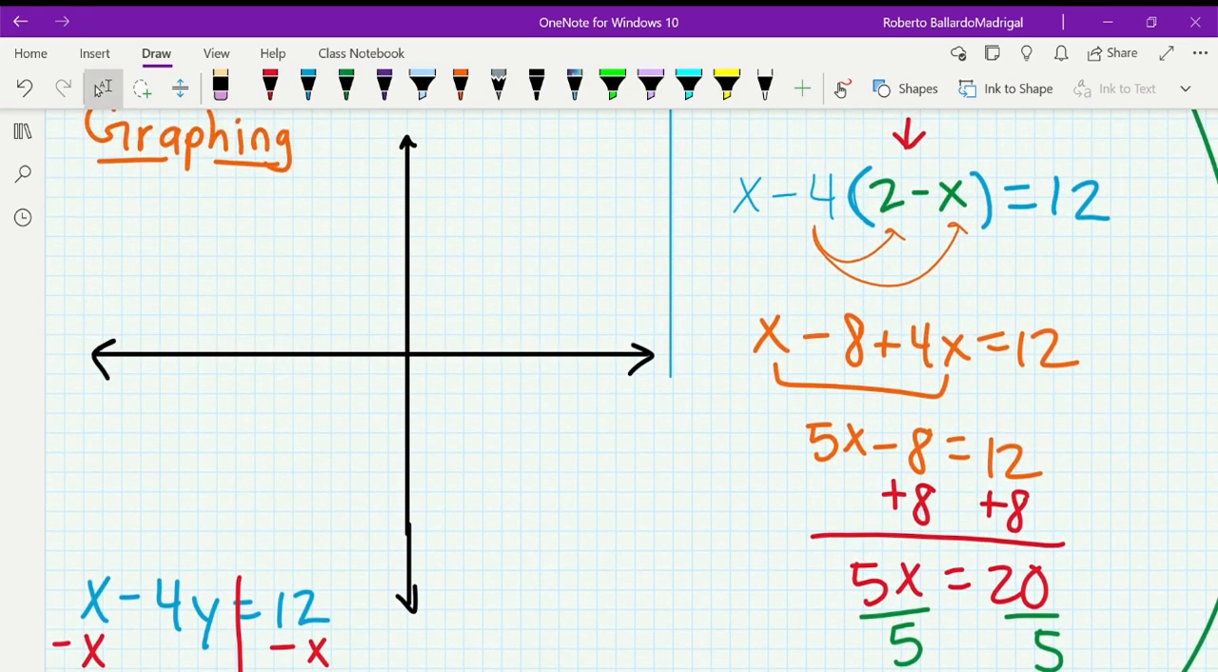I'll do it in green so you guys know which one I'm looking at. That one was 1/4 x minus 3, so that starts at -3. And we're going up 1 and over 4. Up 1 and over 4. Not sure yet where they will cross. I think those 3 points is good enough.